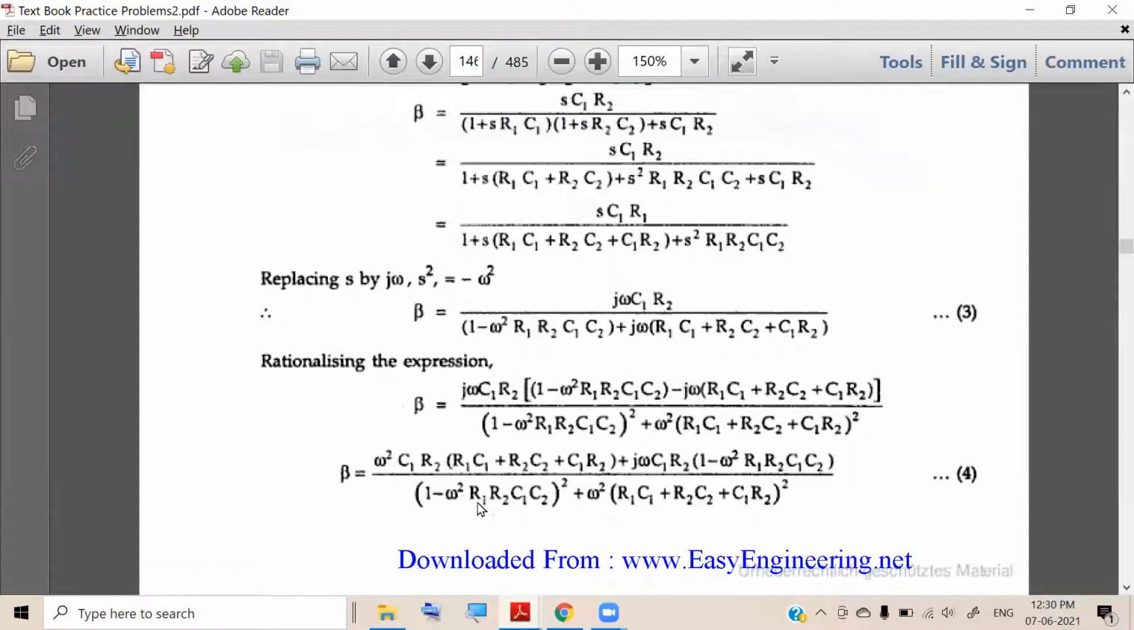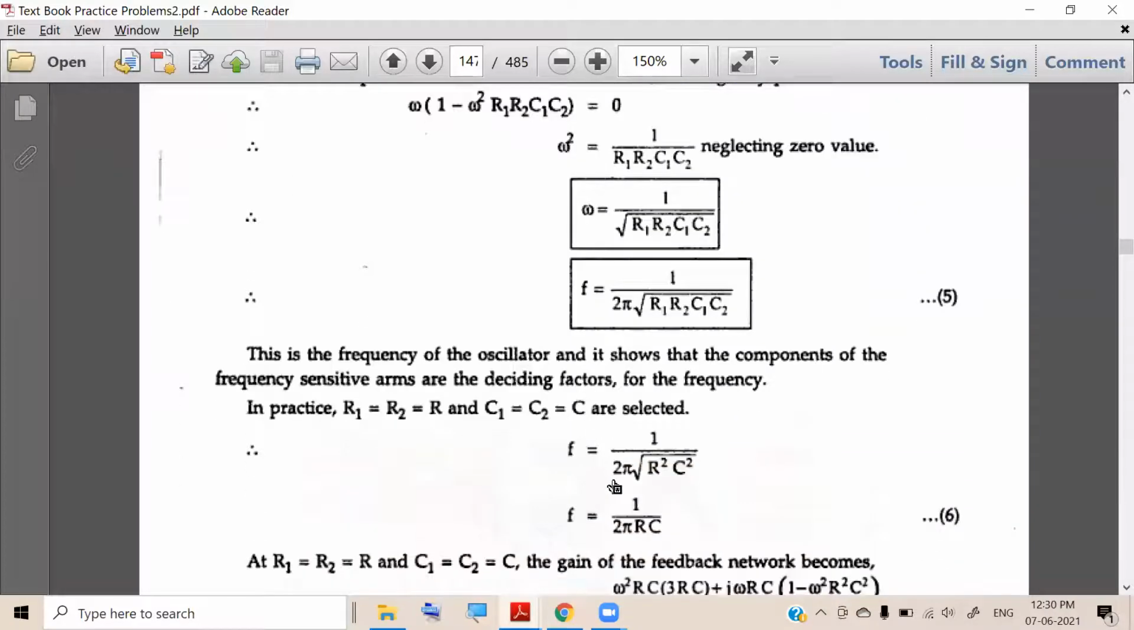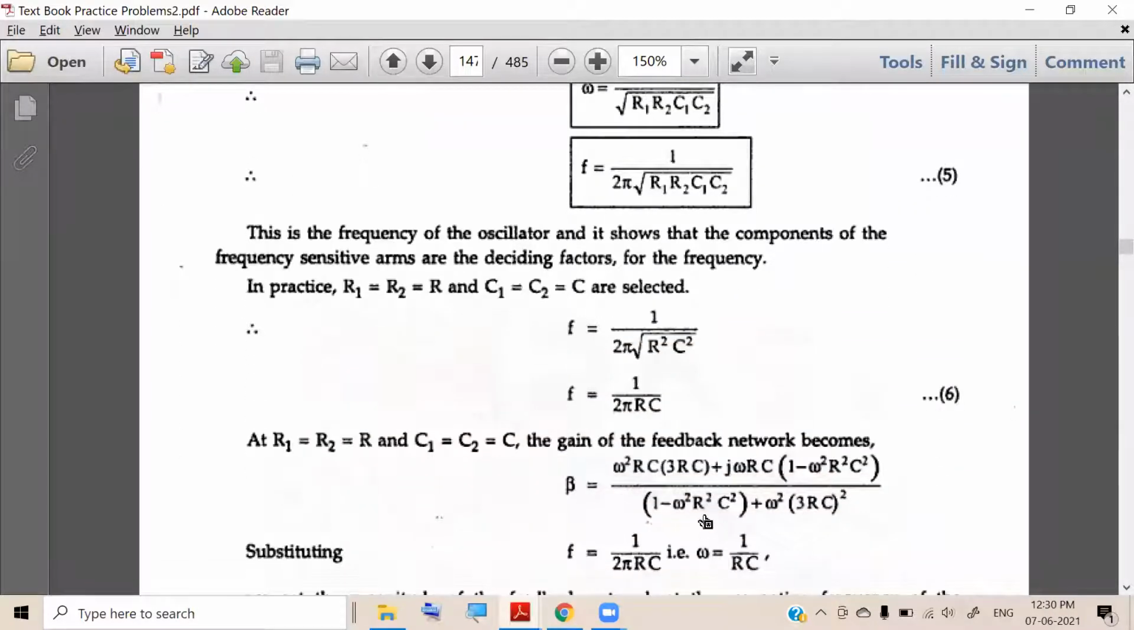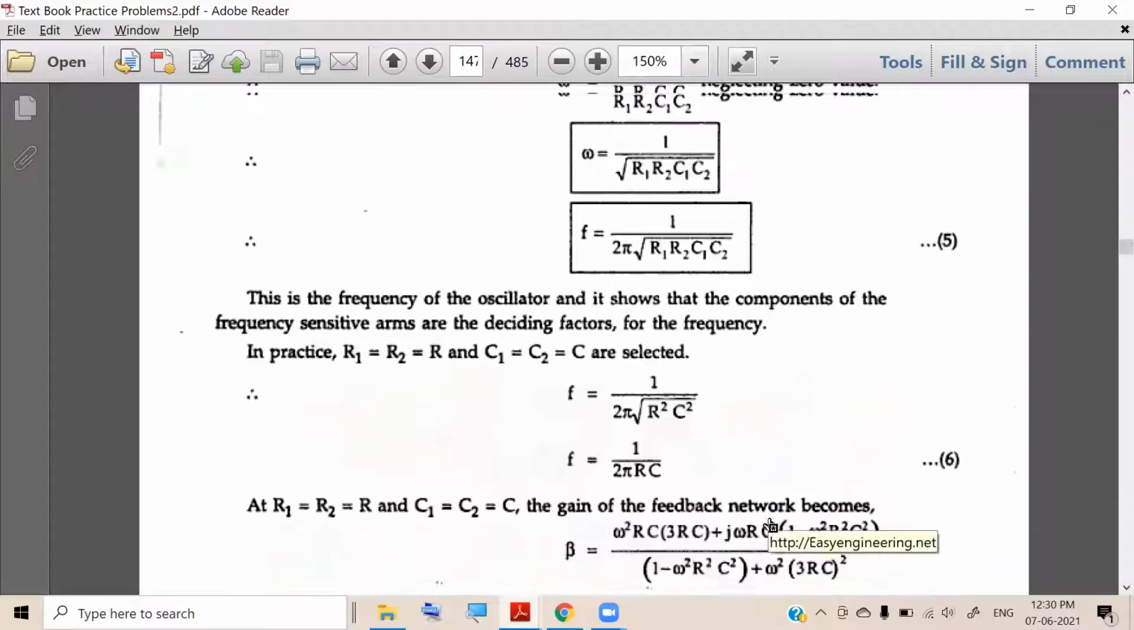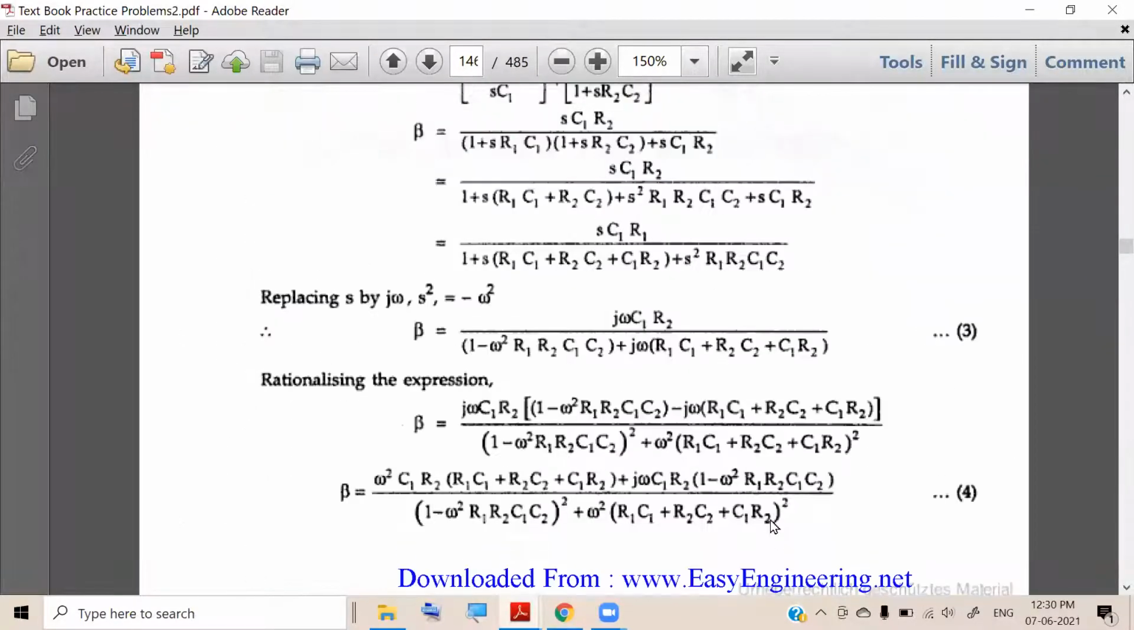Right? We replace this with R, C, R into R square, C into C square. Okay, so again this will be 1 minus omega square R square C square whole square. Okay, 1 minus omega square R square C square, but there is a whole square, plus what else we have?